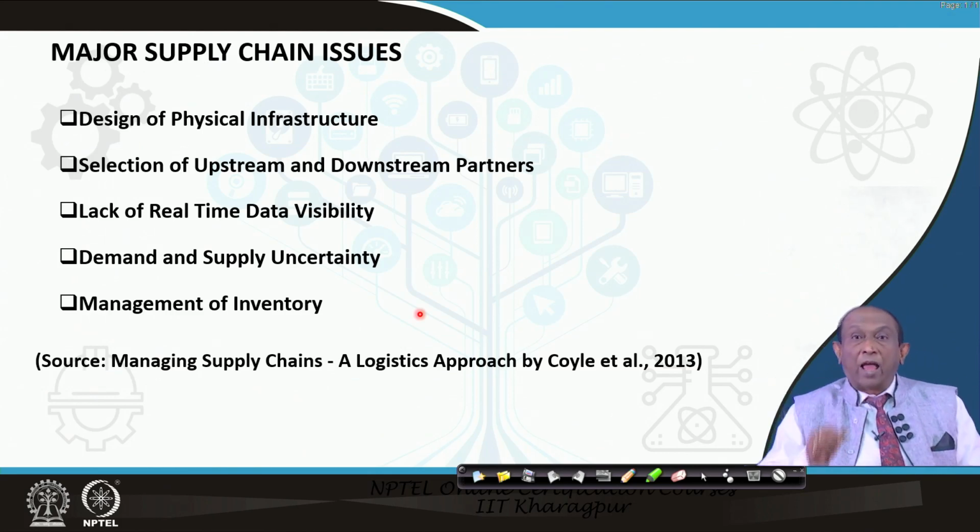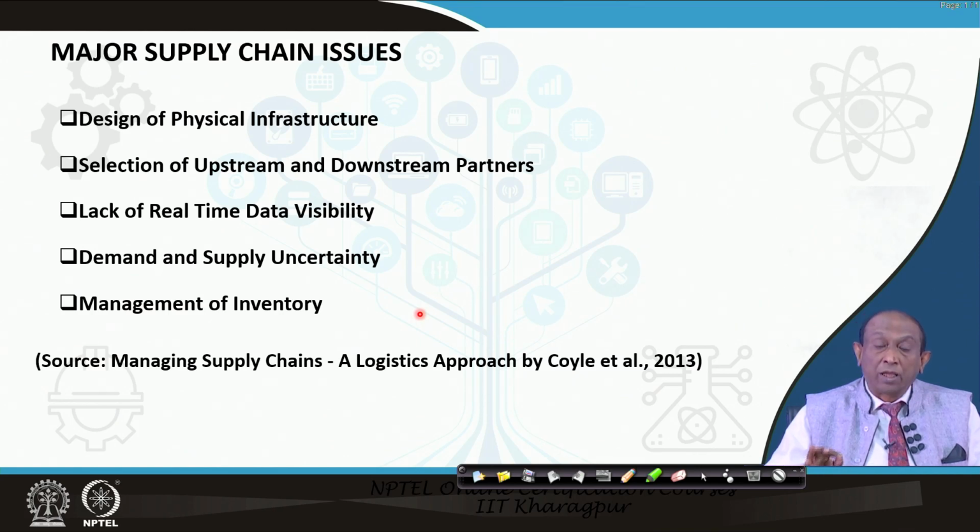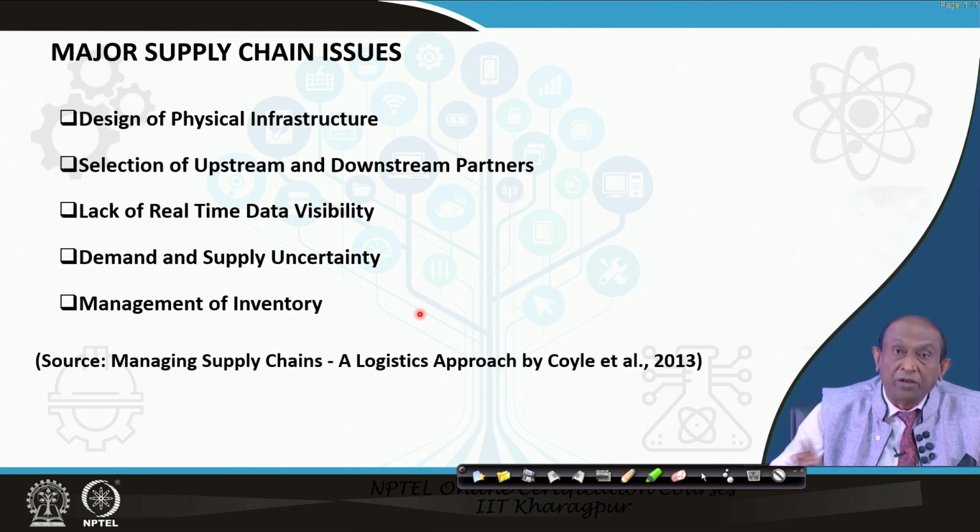Now, having known what are the different data that are generated at each stage of the supply chain, let us now look into the major supply chain issues. The first issue is the design of the supply chain architecture, that is the physical infrastructure. The structure of the supply chain is a very important issue, because it has a long range effect, and decisions of this kind once taken cannot be easily reversed.